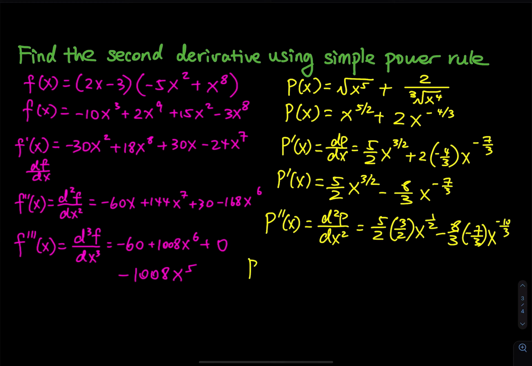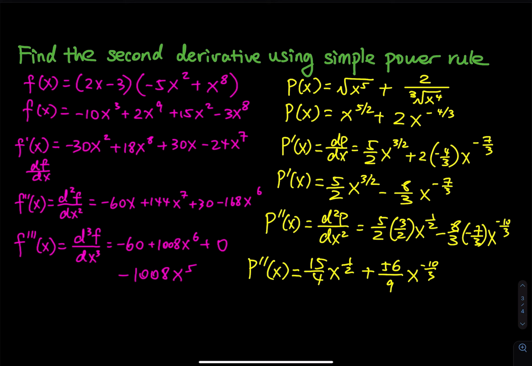All right, let's clean this up. The second derivative: we have 8 over 4. Oh, no, not 8 over 4, it's 15 over 4. And then x to the 1/2, and then minus 56 over 9. This is a plus, and then x to the negative 10 over 3. Let me make sure this is right. Yep, negative 10 over 3.